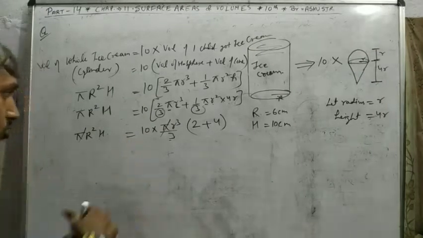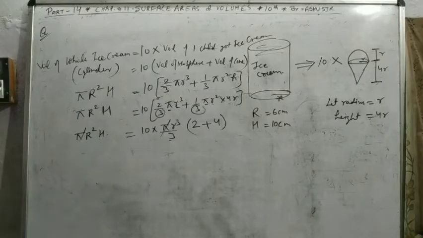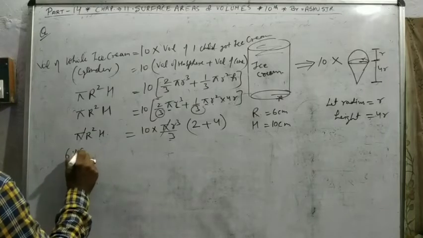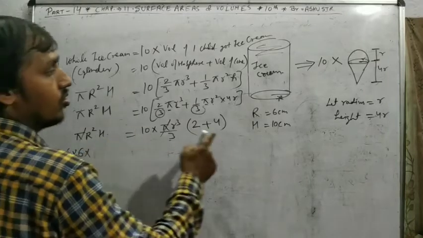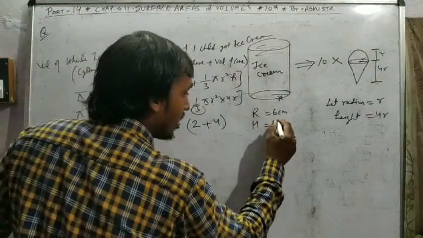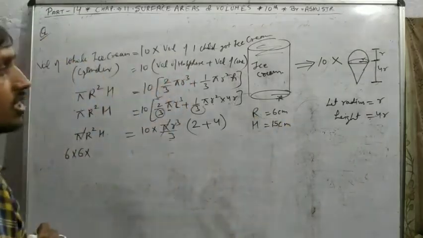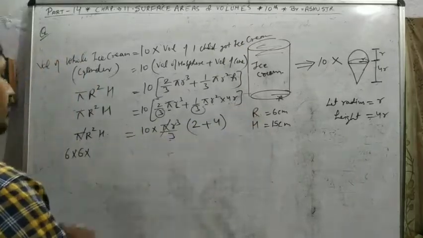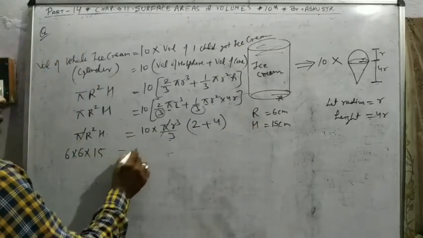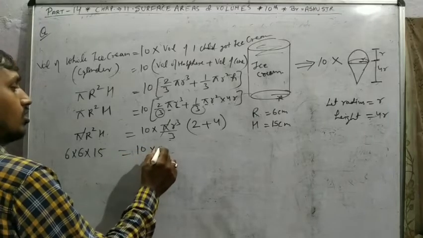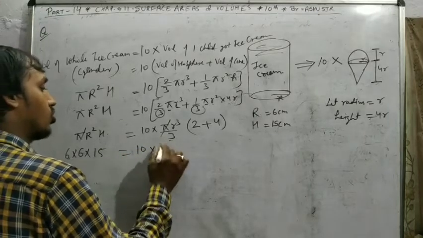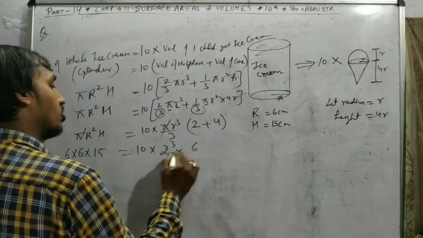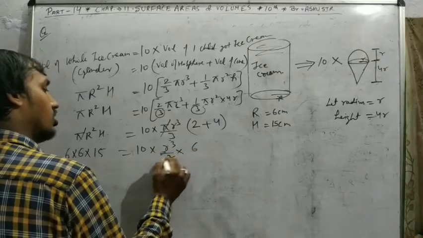Then put the values. R is 6 into 6. Height, oh there's a misprint, beta. The height is 15 centimeter, the height of the ice cream. You can check in the question. Height is 15 centimeter, and the 10 is the same. R cube by 3 same, into 6. 3 2 is 6.